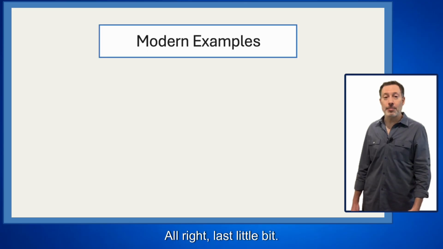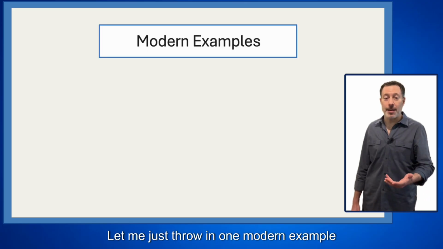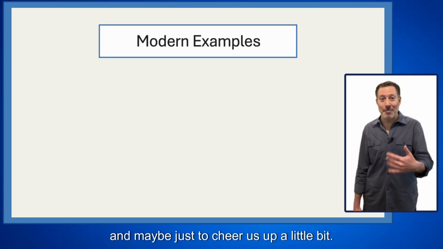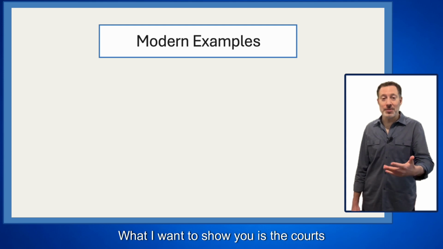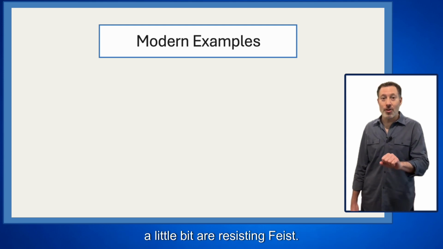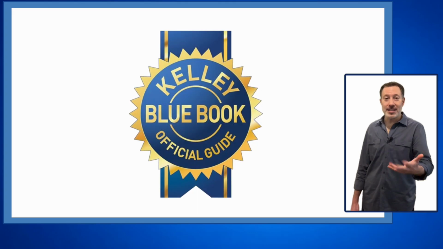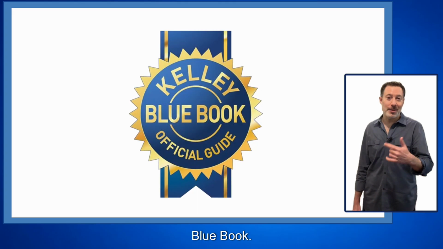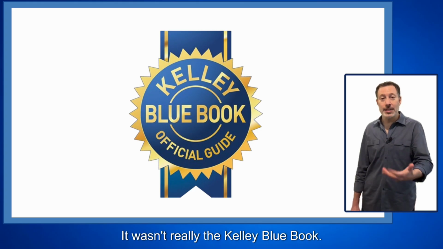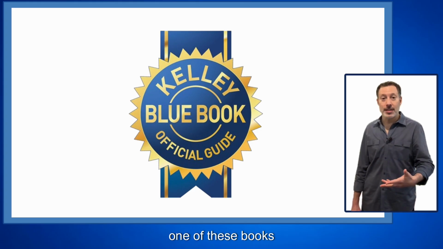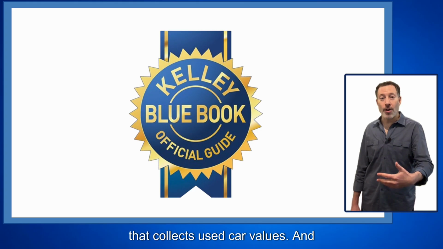All right, last little bit, let me just throw in one modern example and maybe just to cheer us up a little bit. What I want to show you is the courts a little bit are resisting Feist. Just a little, but at least it's something. And the case I want to tell you about is a case about, I'm using the example of the Kelley Blue Book. It wasn't really the Kelley Blue Book. It was a case about one of these books that collects used car values.